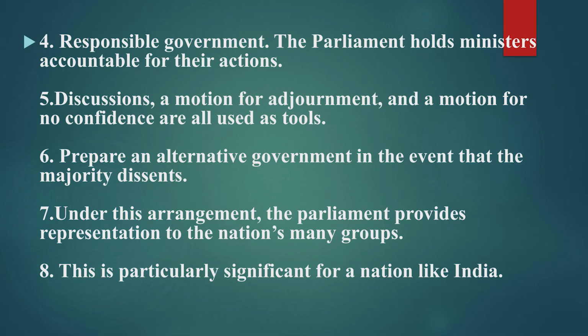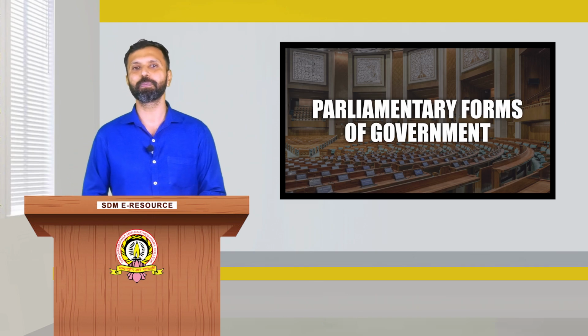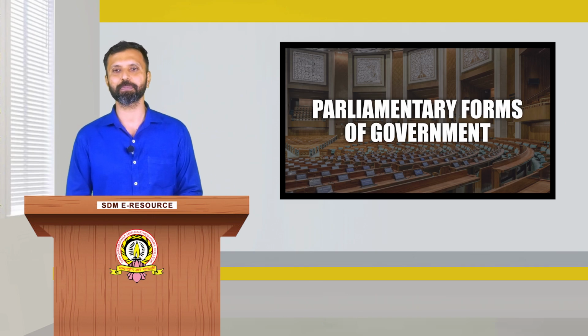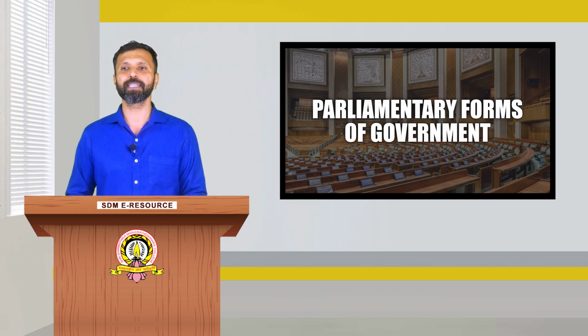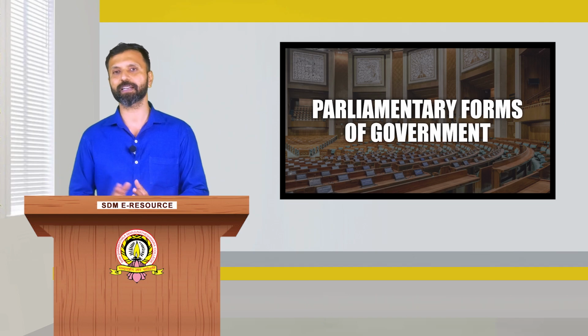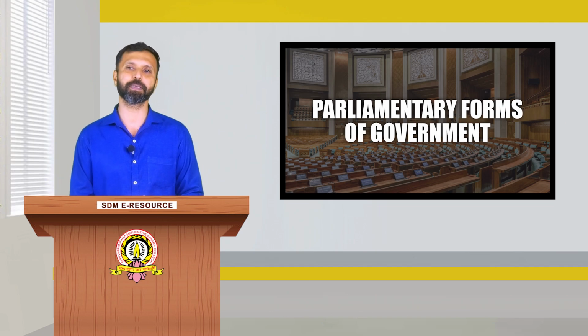And there are even preparations for an alternative government, in case of majorities and minorities. If the government collapses, the opposition party will come into power with the support of the majority. And some things like that. So we are now looking at the other part, the demerits.